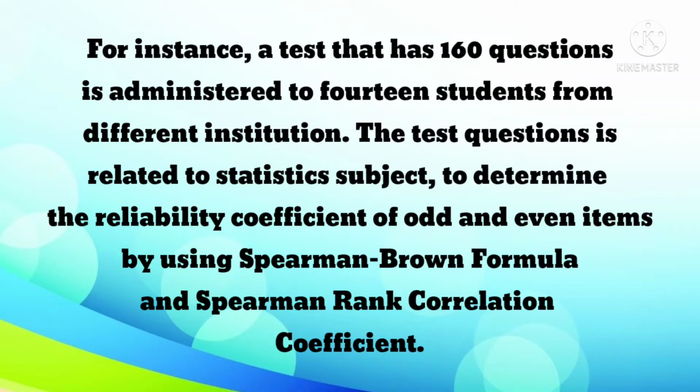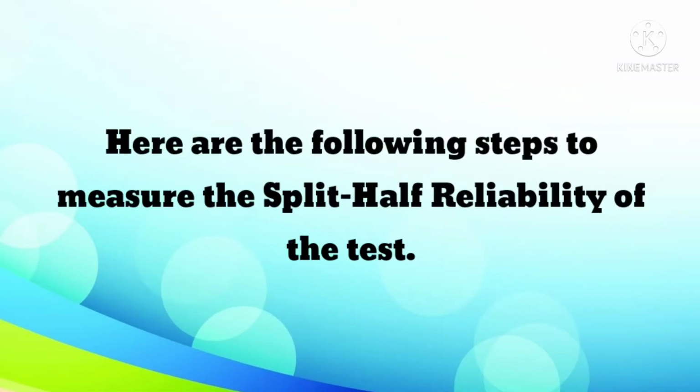To better understand this method, here is an example and the following steps. For instance, a test that has 160 questions is administered to 14 students from different institutions. The test questions are related to statistics subject. We will determine the reliability coefficient of odd and even items by using Spearman-Brown Formula and Spearman Rank Correlation Coefficient. Here are the following steps to measure the split half reliability of the test.